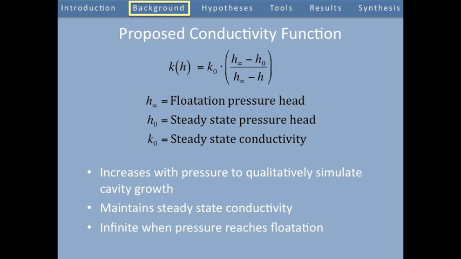It has the following qualitative features, which are physically intuitive. It increases with pressure to qualitatively simulate cavity growth and an increase in conductivity. If we let the pressure fall to the background hydraulic head, it maintains a steady state conductivity, and it becomes infinite if we pump so much water to the basal system that the entire ice floats. So physically, it is in line with our intuitive feeling for what the end member results of the hydraulic conductivity should be.